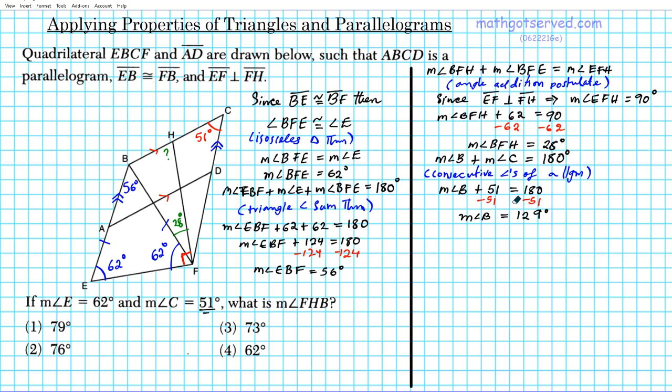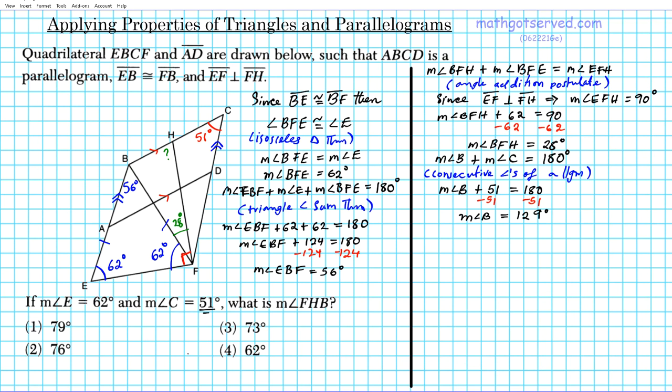Well, we're going to use the angle addition postulate again. We know the entire angle is 129, right? So if the entire angle is 129 and we know one part of it, we can use the angle addition postulate to figure out the other part. Okay? So let's go ahead and write down a remark.